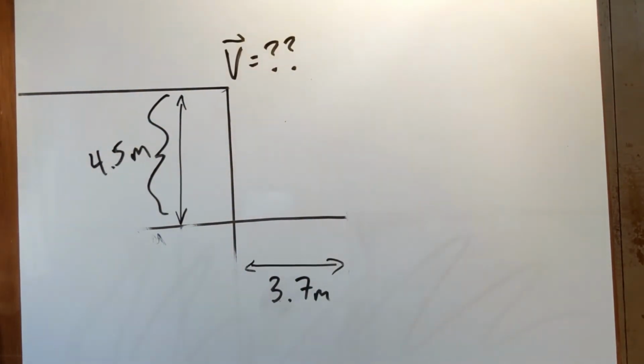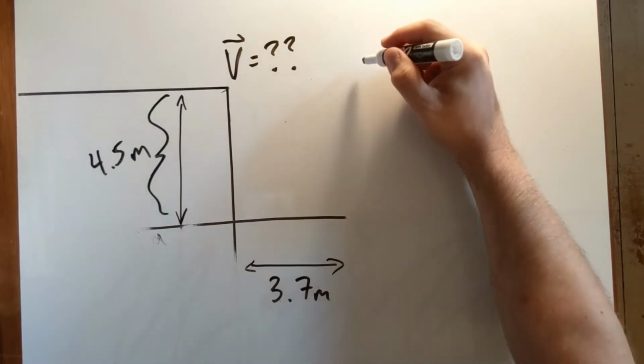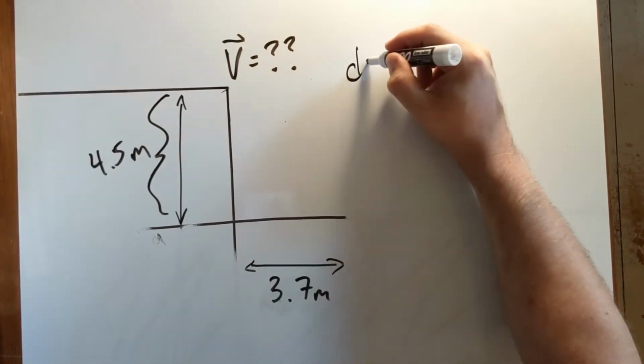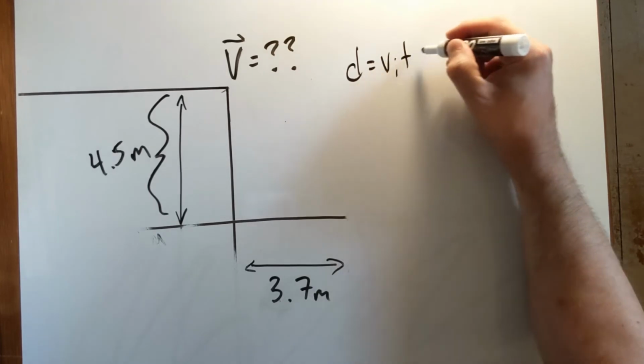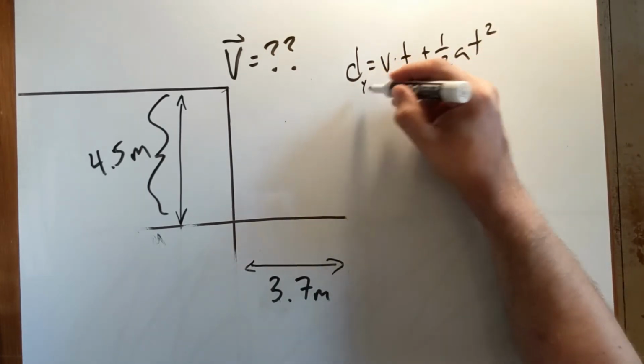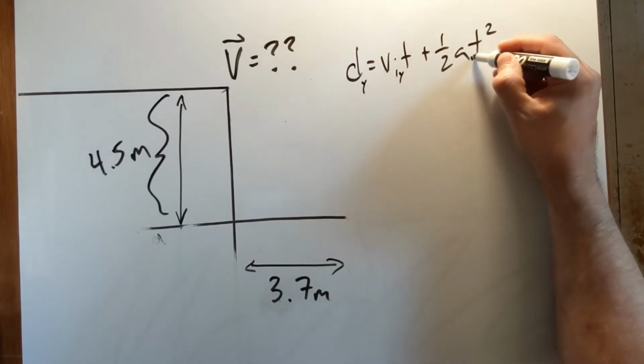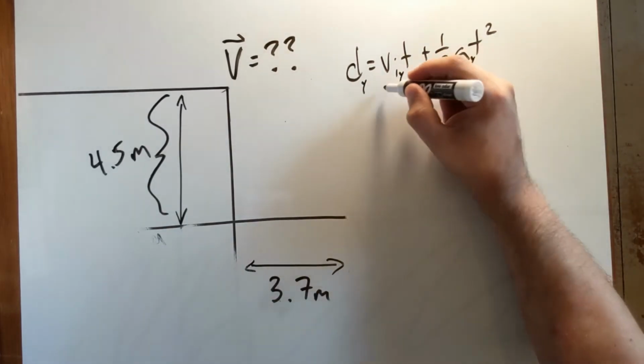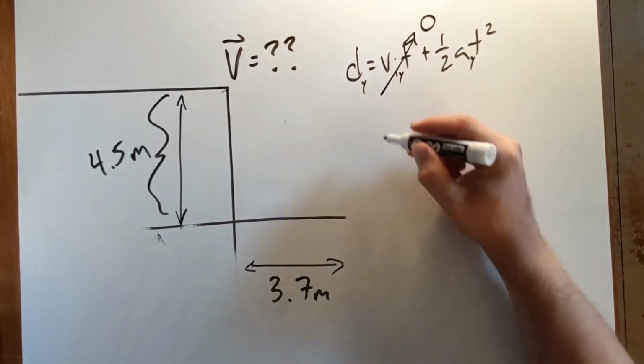To solve this, we're going to use the distance formula, but it's important to point out that everything is in the y direction. So even though the bike has velocity when it's leaving the cliff, that is velocity in the x direction. That is horizontal velocity. The velocity in the y direction when it leaves the cliff is 0.